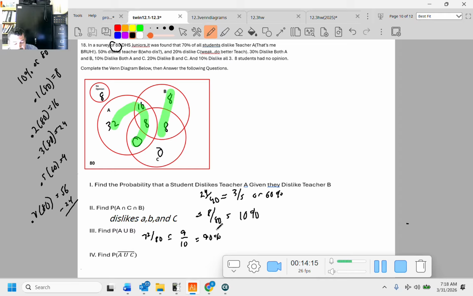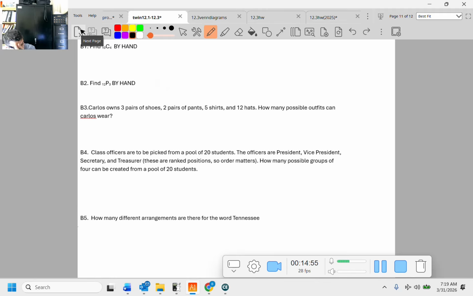Number 4, probability of not A or C. That's not A or C. I wish there was a way I could, that's 32, 16. So not A or C is going to be, it's too much, that math. They are the only things that are not in A or C. It's 16 of 80 things, which is 20%. And that's 18. And the rest of these are bonuses, which I'm going to do in a separate video.